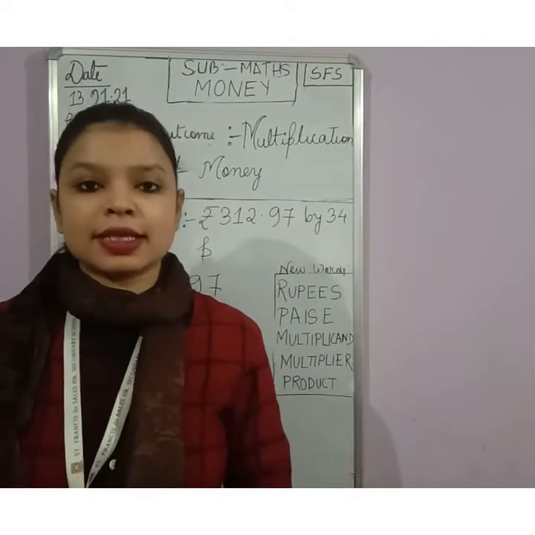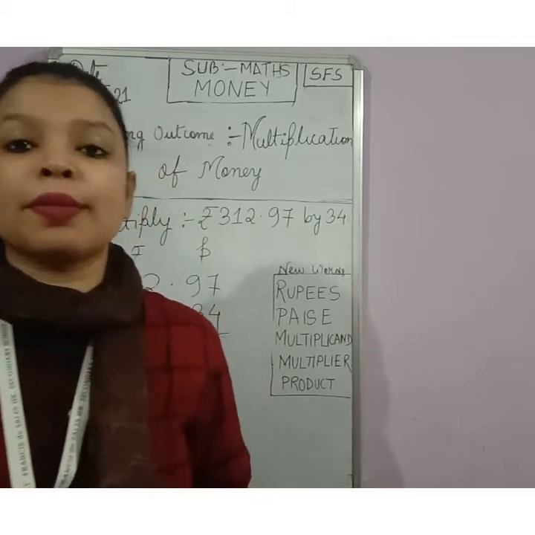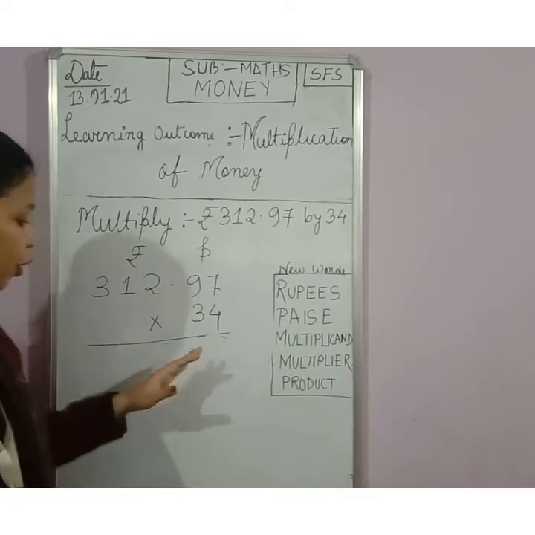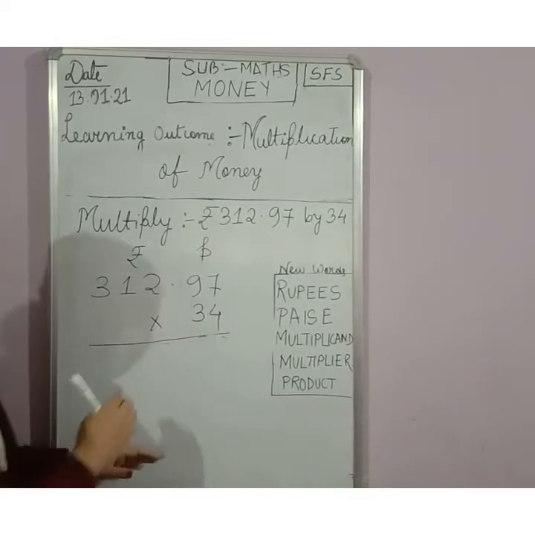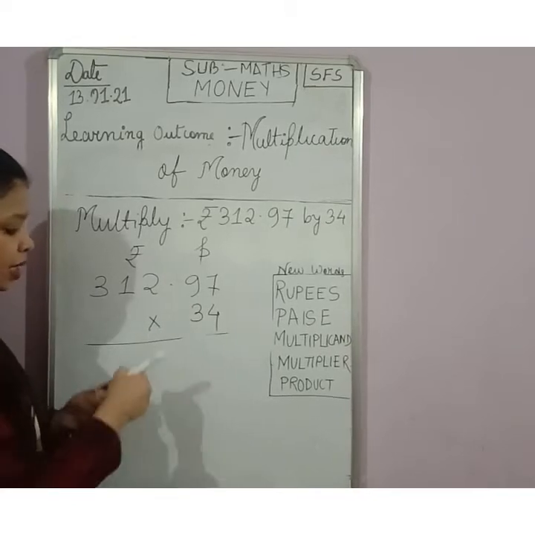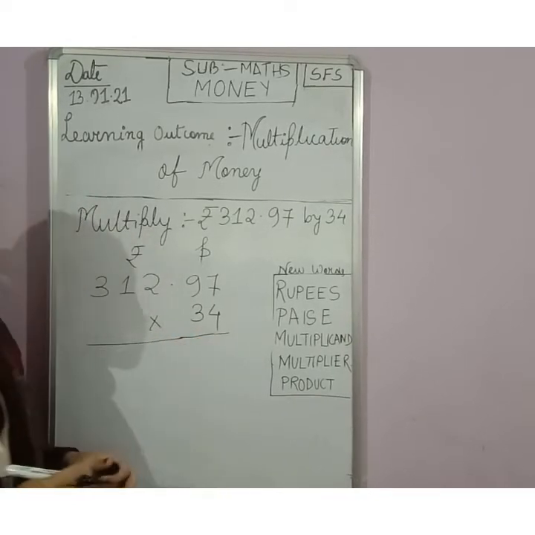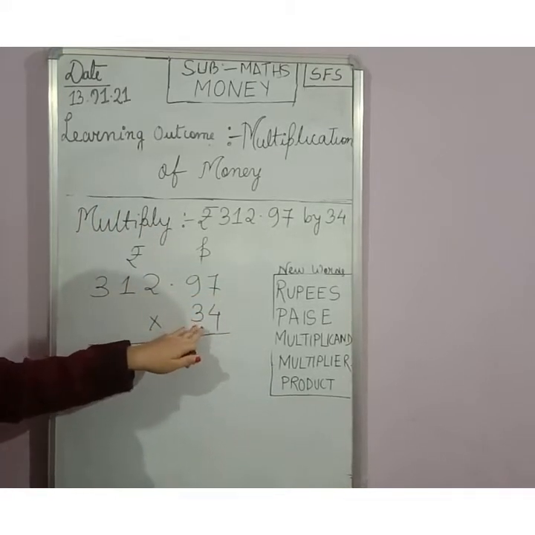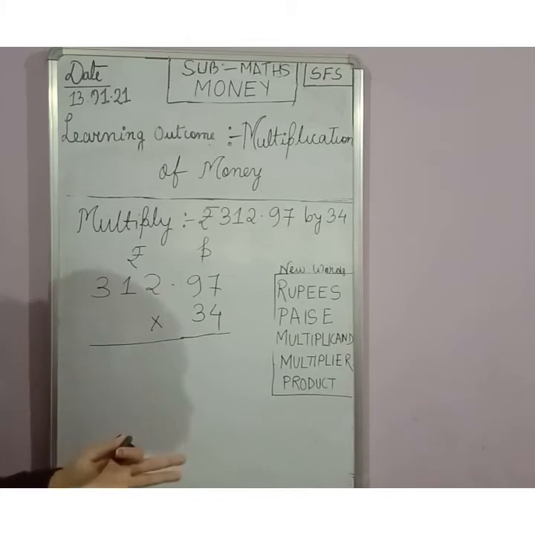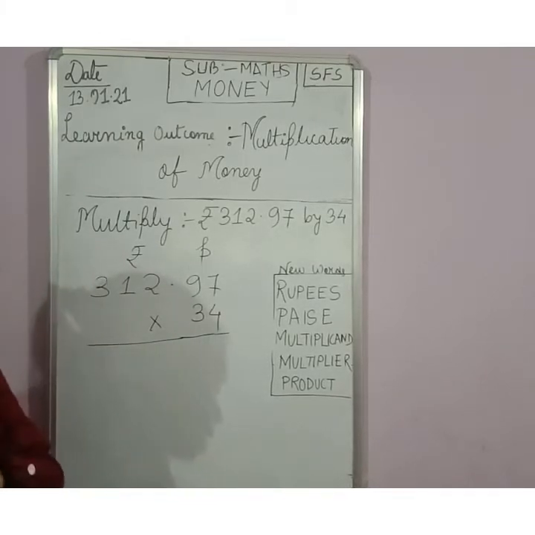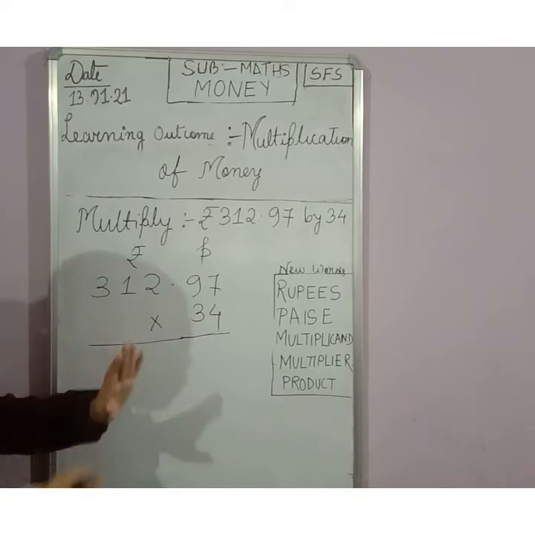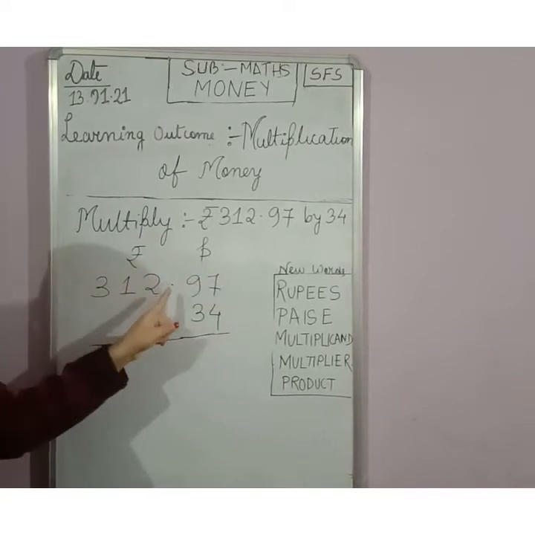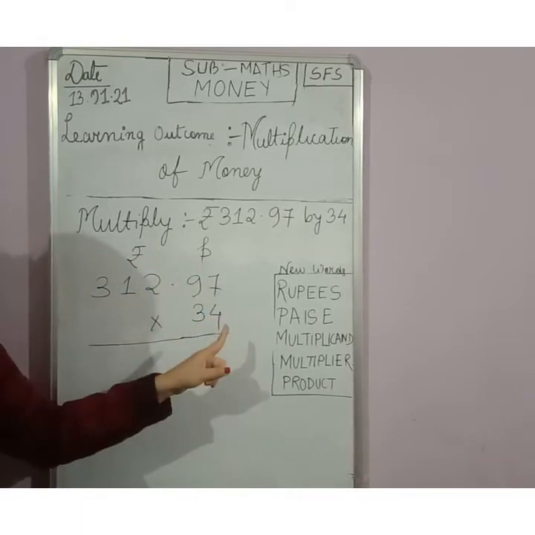Now children, let us take an example where we multiply money by a number and find the product. For that I have taken the example 312.97 multiplied by 34. Here 312.97 is the multiplicand and the multiplier is 34. We have to find the product. Instead of ones, tens, hundreds, thousands columns, in terms of money we make the columns for rupees and paise. This dot separates the rupees and paise of money.